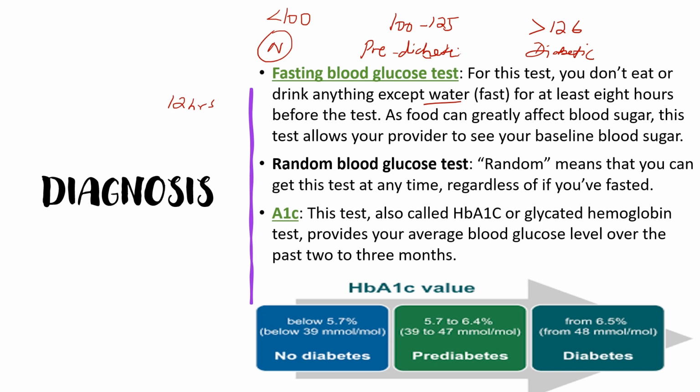A random blood glucose means that you can get this test done anytime, regardless of the fact that you have eaten or not, and a value of more than 200 indicates diabetes.